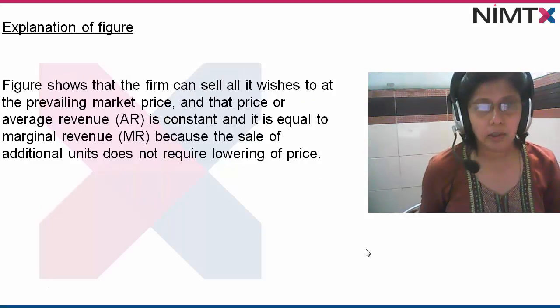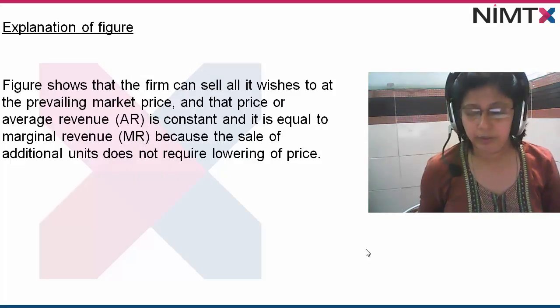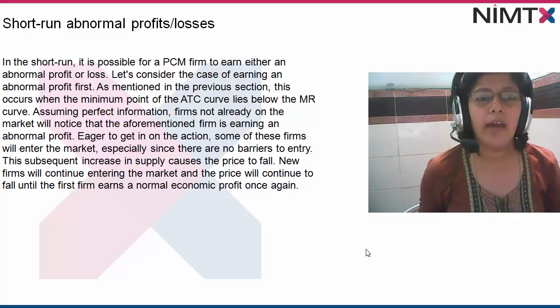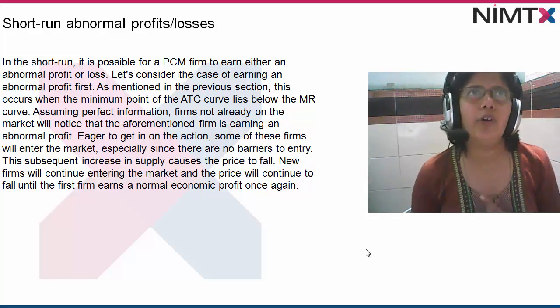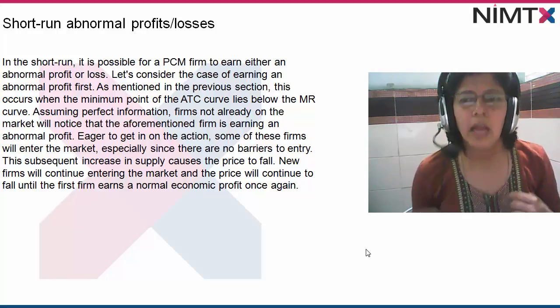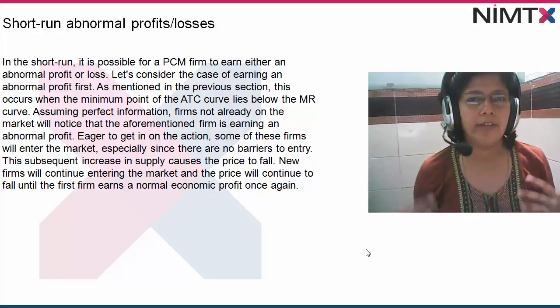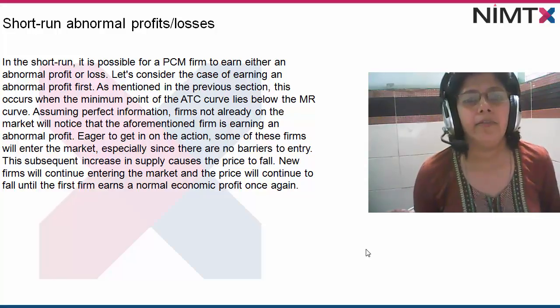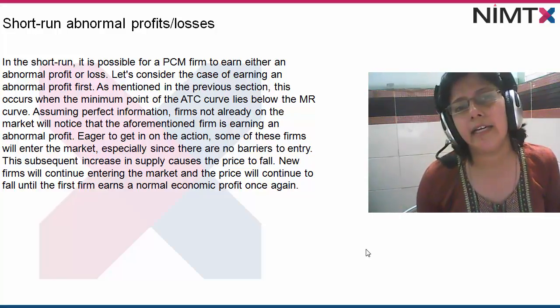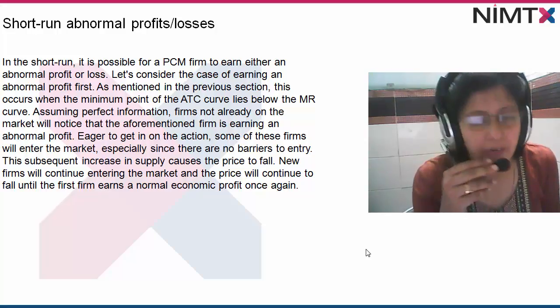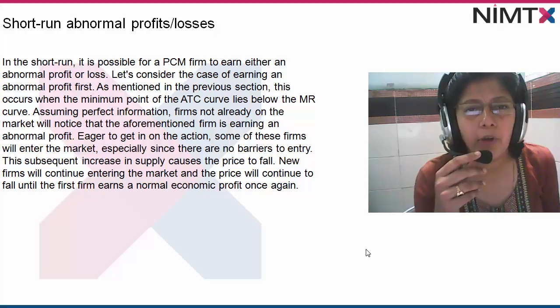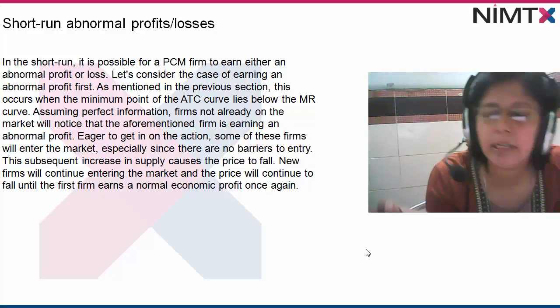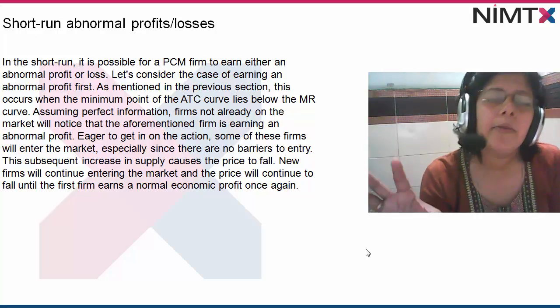Now we have short run abnormal profit and losses. See, generally, as we start our business, what exactly are we thinking, what will we get? We generally start our business to get the maximum profit we can, but in the short run abnormal profit, we will get profit to some extent, but the main profit we will get will come in the longer run.